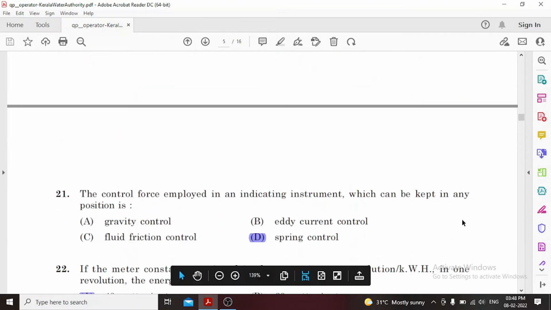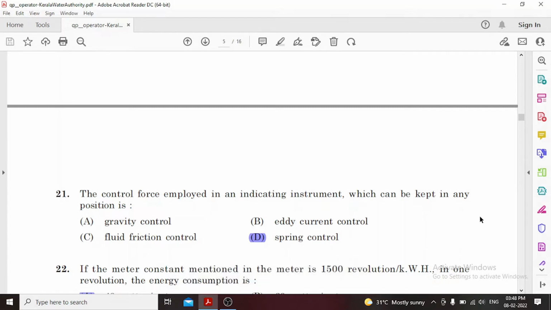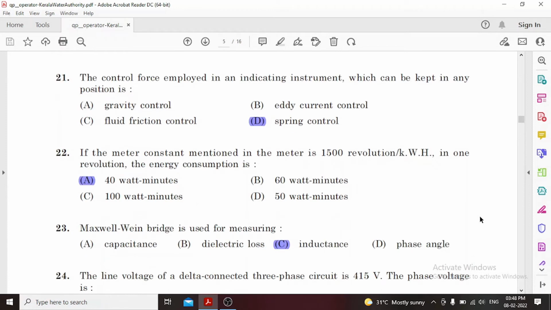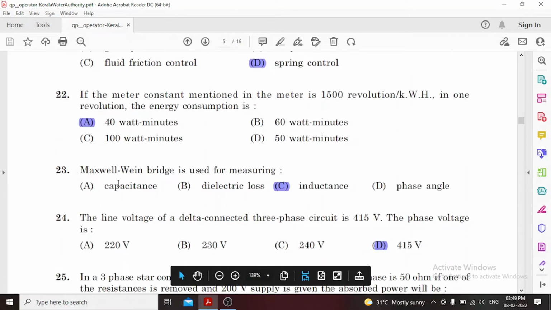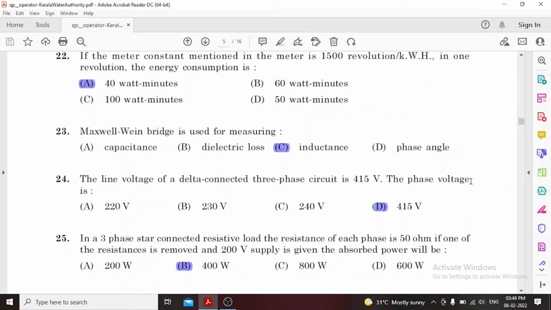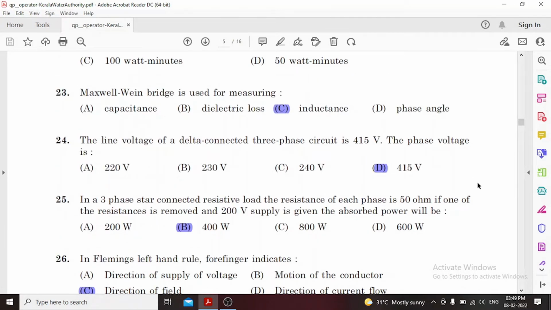21, the control force employed in an indicating instrument which can be kept in any position is spring control. Option D, spring control. 22, if the meter constant mentioned in the meter is 1500 revolutions per kilowatt hour, in one revolution the energy consumption is 40 watt minutes. Option A, 40 watt minutes. 23, Maxwell-Wien bridge is used for measuring inductance. Option C, inductance.